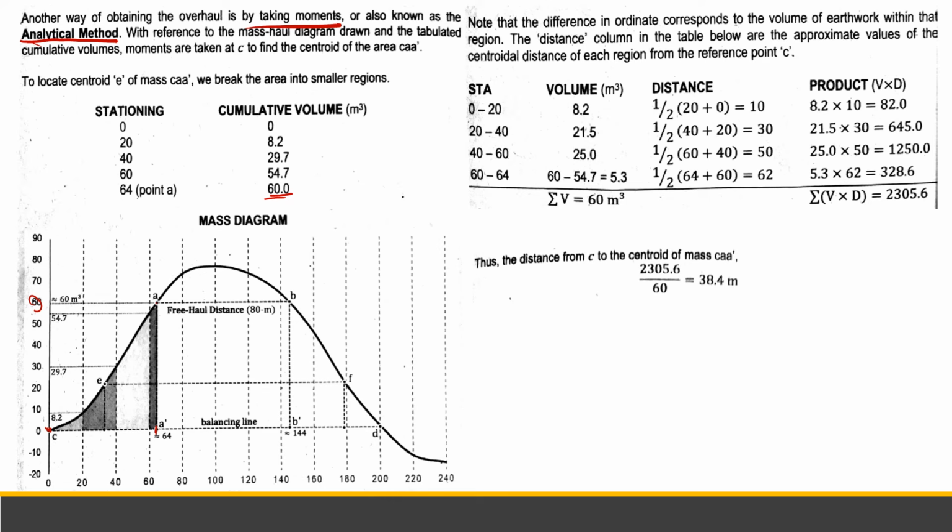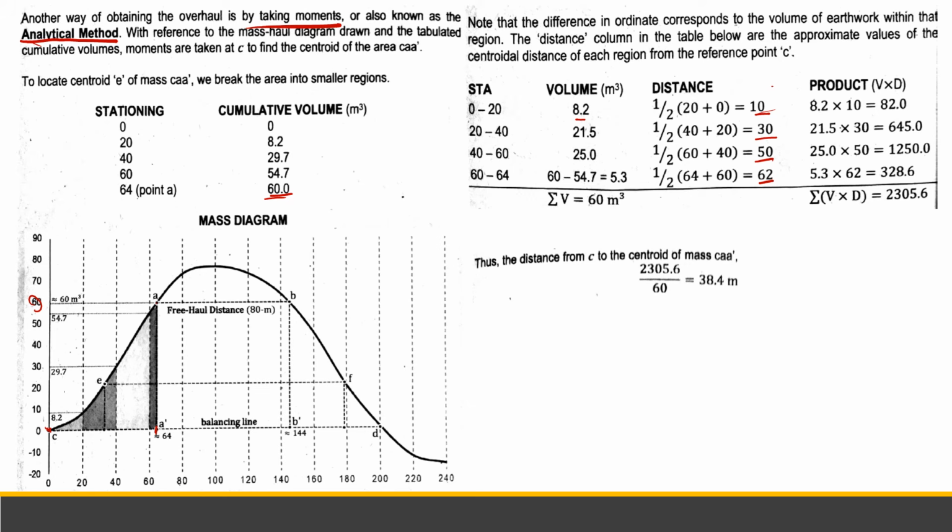So the distance column in the table below are the approximate values of the centroidal distance of each region from the reference point C. So from station 0 to 20, volume is 8.2, so the distance is 1/2 of 20 plus 0, so that is 10. 1/2 the distance 40 plus 60, that is 30, 50, and then 62.